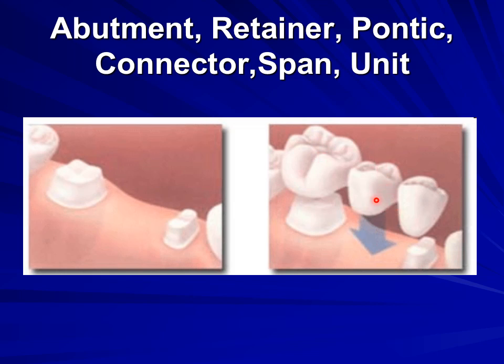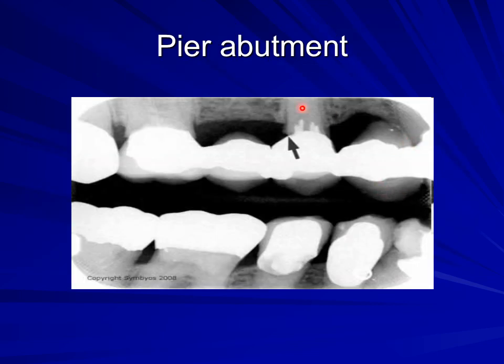Pontic is an artificial tooth that replaces the missing tooth. Connectors, two designs of connector, either rigid or non-rigid, connect between the retainers and pontics, or between two pontics, or between two retainers. These all are considered as connectors, can be movable or non-movable. The span is the edentulous area. Unit is either retainer or pontic. In this, there is a three-unit bridge. Pier abutment is the abutment that stands between two edentulous areas.